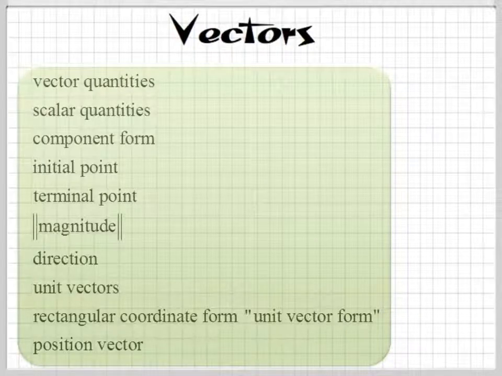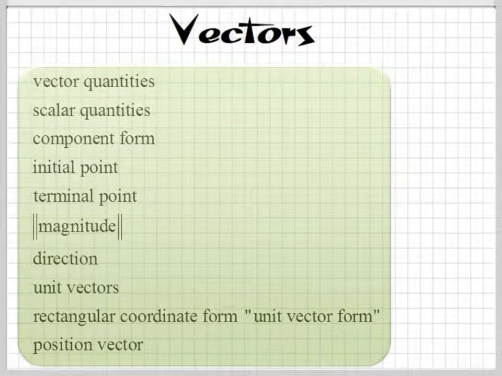Okay, so when we look at vectors, there's a lot of new words that are related to them. We've got vector quantities, scalar quantities, a component form, which our book doesn't actually talk about, but I just wanted to show it to you anyways. Initial point, terminal point, magnitude.